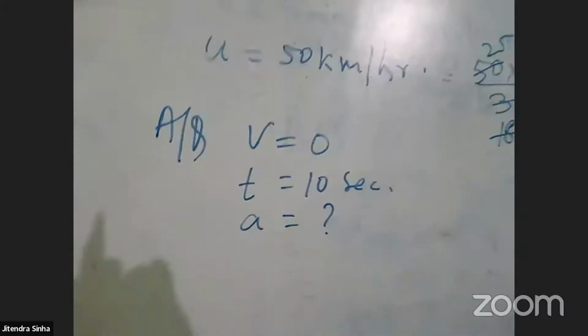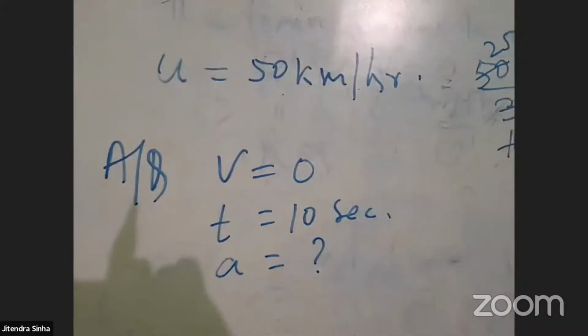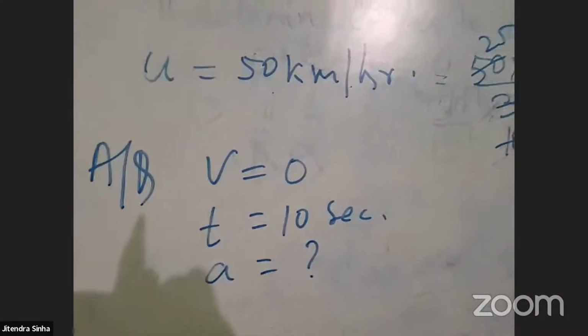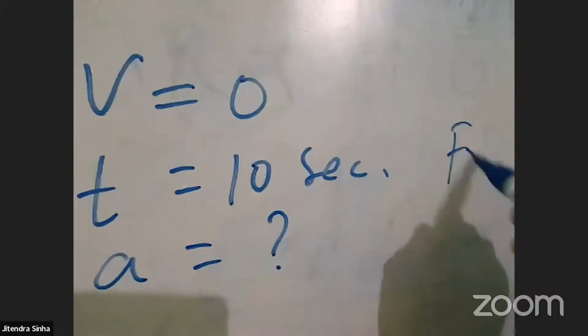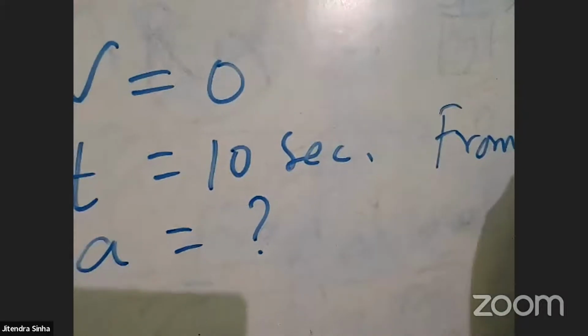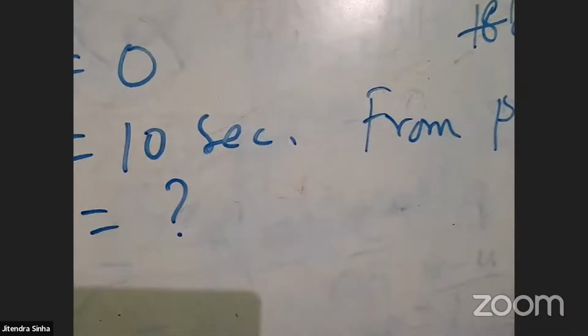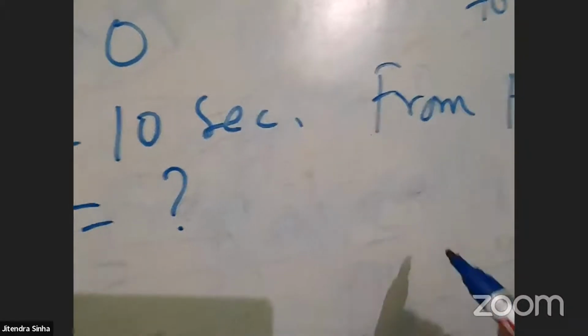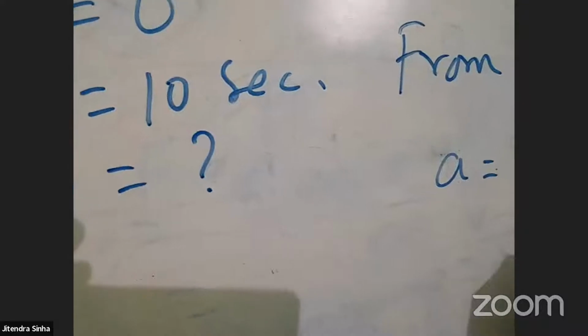Okay, so you have to find out the acceleration first. तो एक्सीलरेशन के लिए देखो आपको अब क्या क्या दिया हुआ है, u है, v है, t है. So by applying the first equation of motion from first equation of motion, a is equal to v minus u by t होता है.